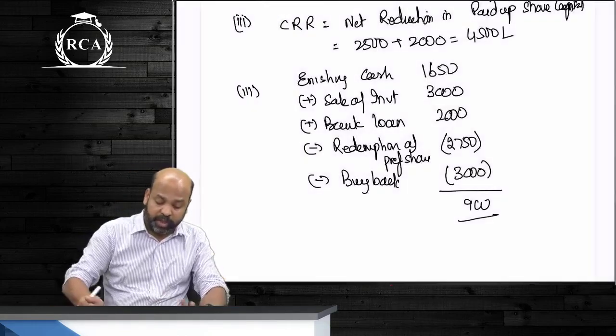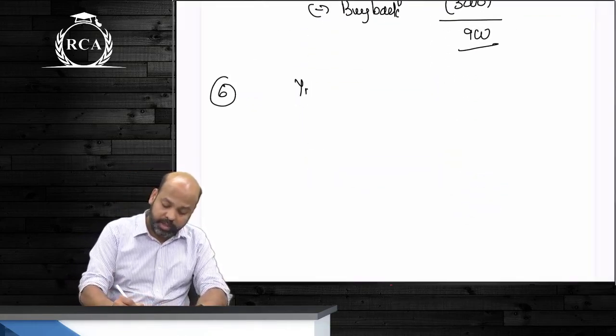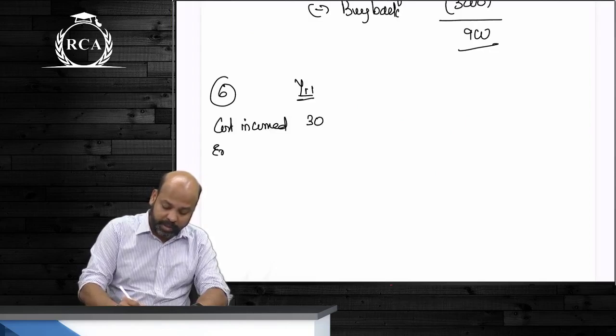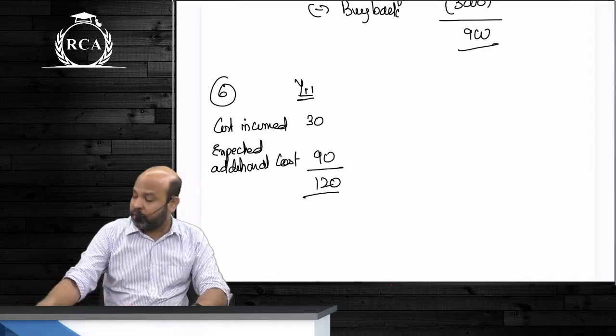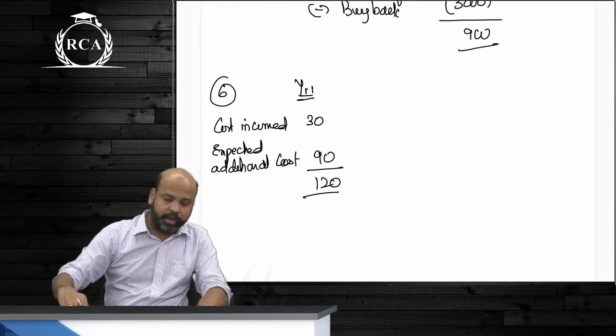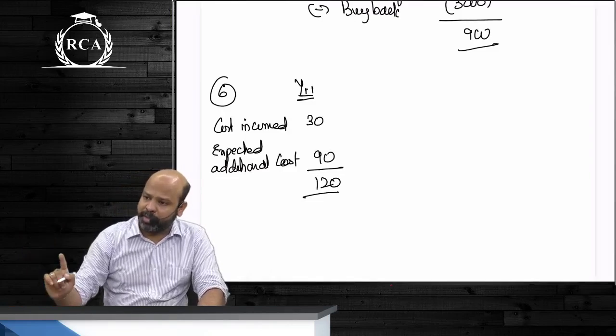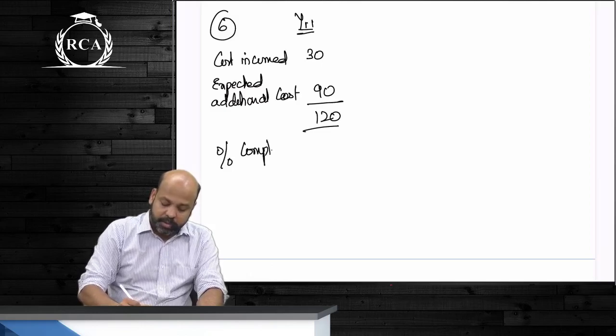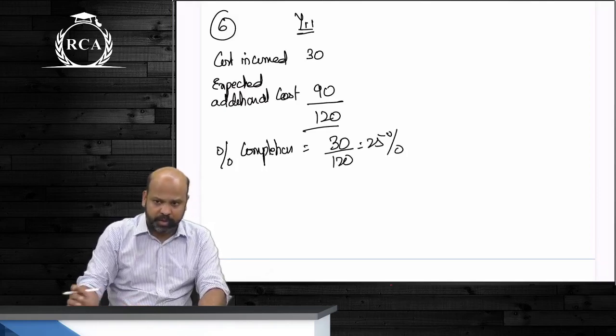So guys, as far as year 1 is concerned, what is your cost incurred? 30 lakhs. What is the expected additional cost? Expected additional cost is 90 lakhs. Put together, the total amount is 120 lakhs, guys. What is your degree of completion, guys? Percentage of completion, beta, is 30 divided by 120, 25%.